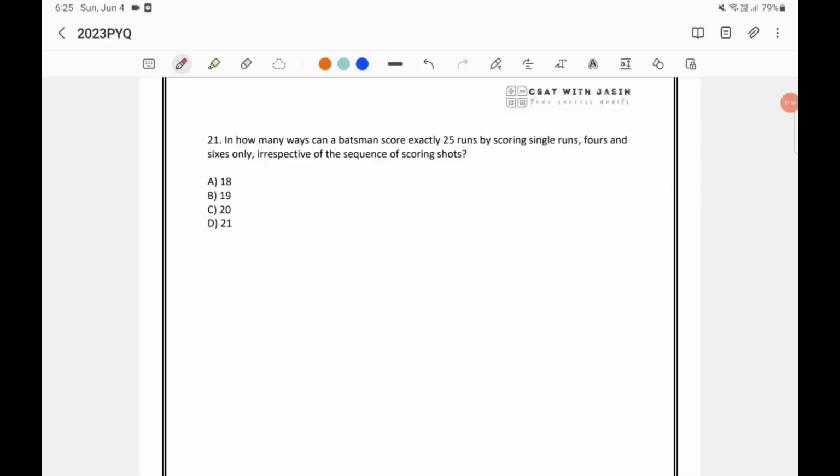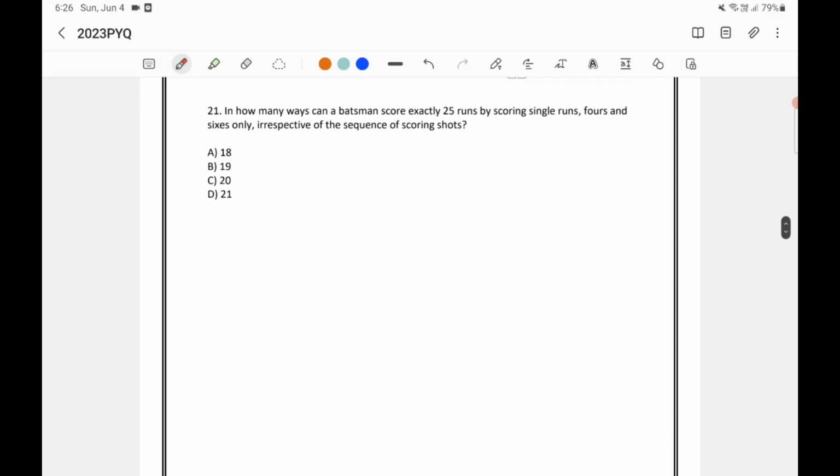So now let us see another question. In how many ways can a batsman score 25 runs by scoring single runs, fours and sixes only, irrespective of the sequence of scoring shots?